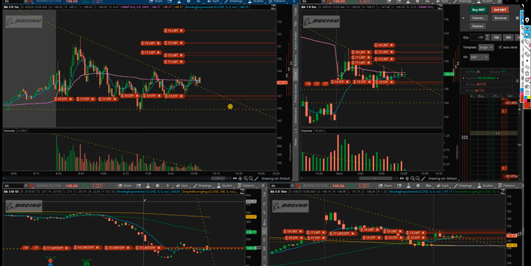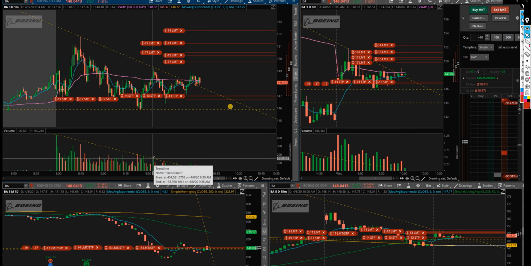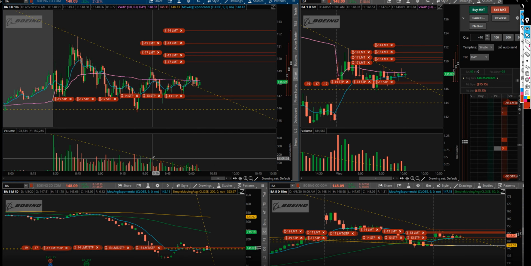And I got filled. So now I'm extra heavy with my position size. And now I'm waiting for it to go. Fast forward. It's still hanging out outside the trend, which is a good sign, okay?